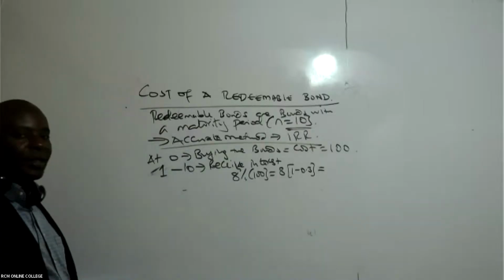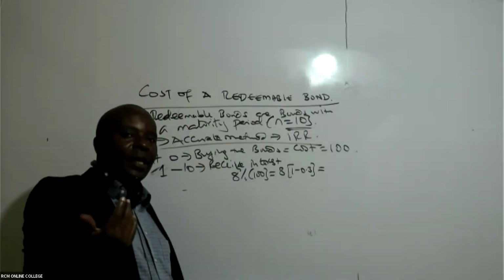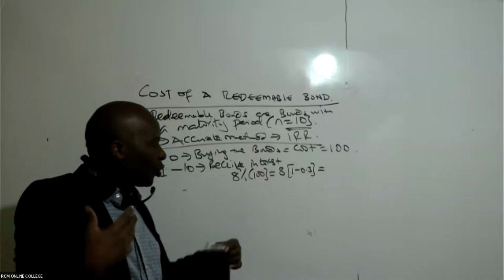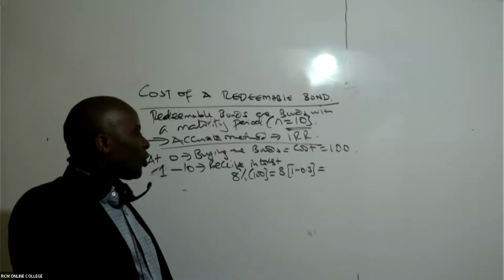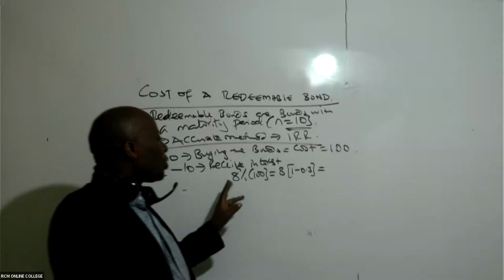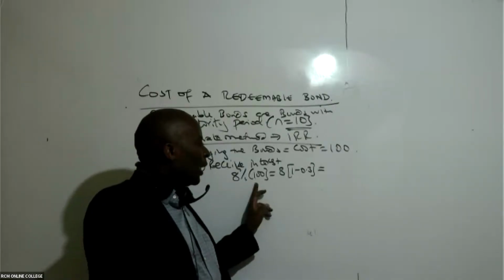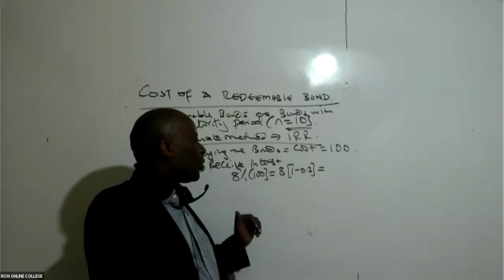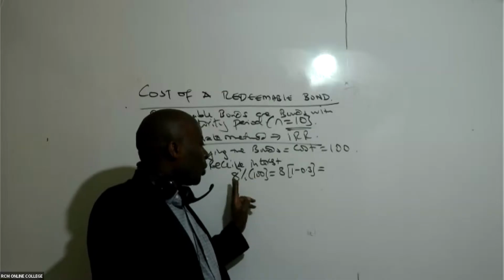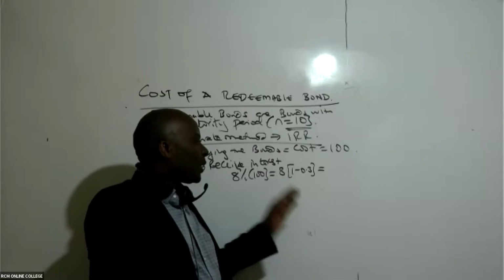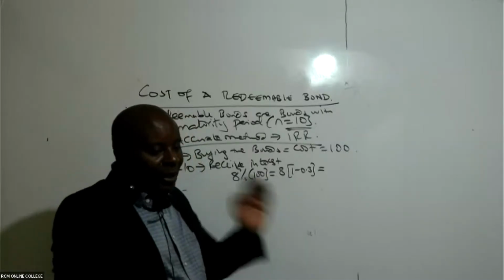Remember, interest is like KD. That must always be tax adjusted. So remember, the rate of interest is normally multiplied with the par value. So 8 over 100 times 100 gives me 8. 8 times 0.7. How much am I getting?